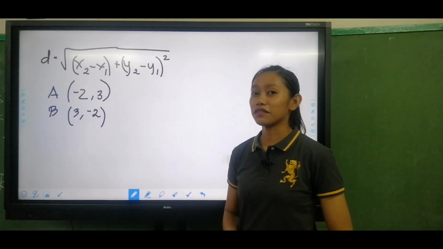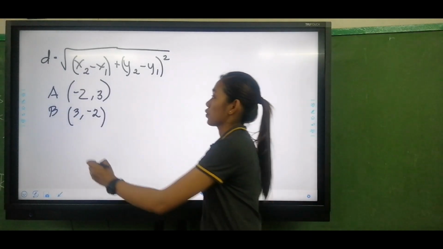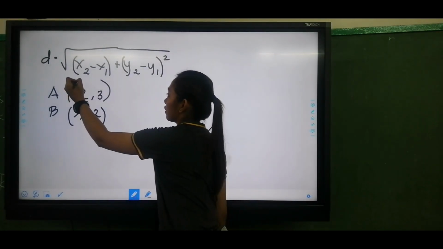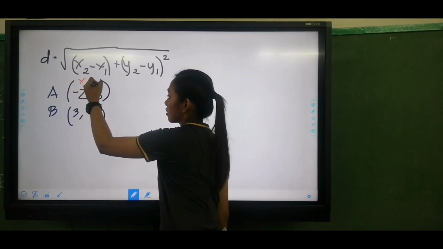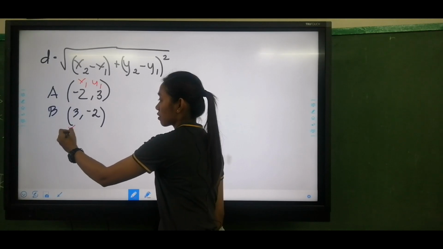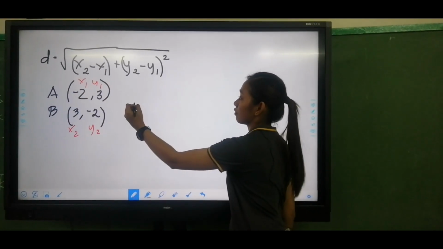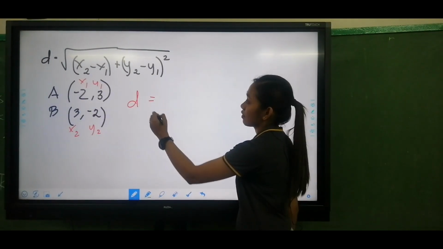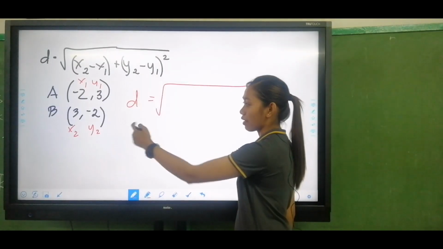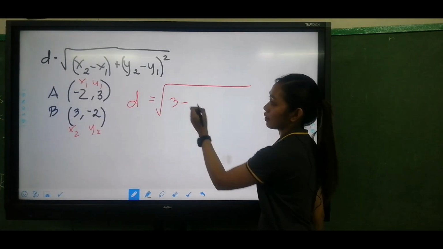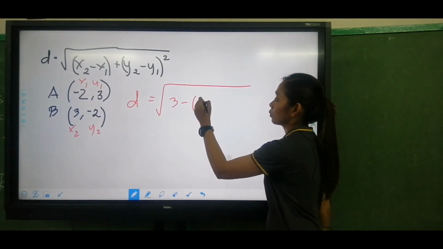So, we need to identify the values. Our A is the first point, so the coordinates will be x sub 1, y sub 1. The second point is x sub 2, y sub 2. So, substitute it to the formula. D is equal to the square root of x sub 2, which is 3, minus your x sub 1, which is negative 2.